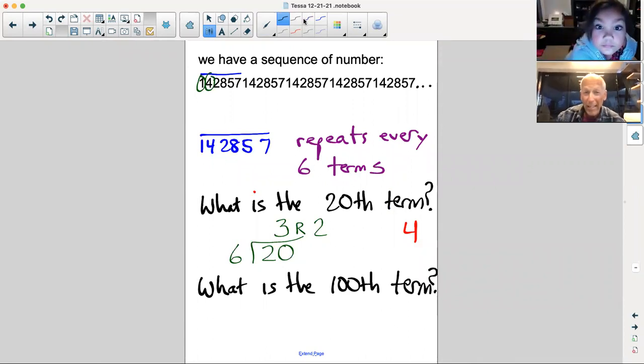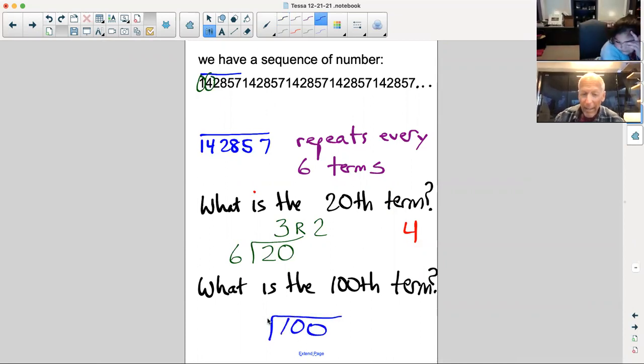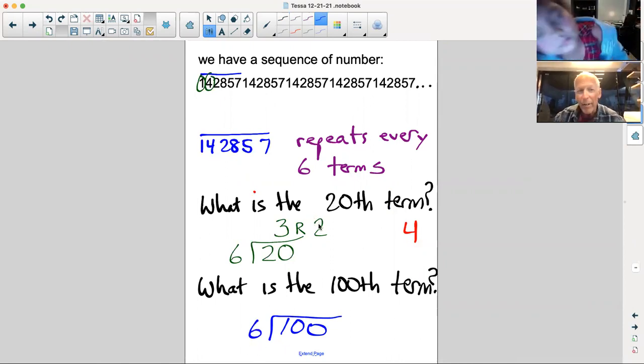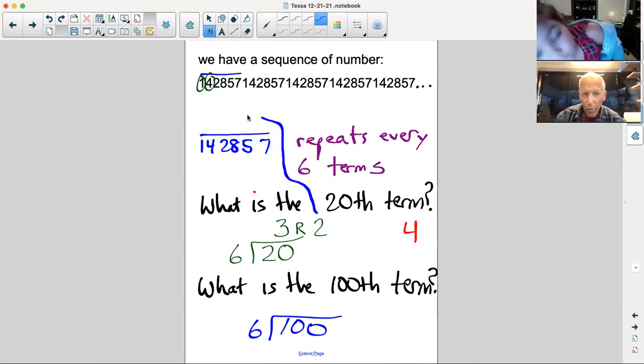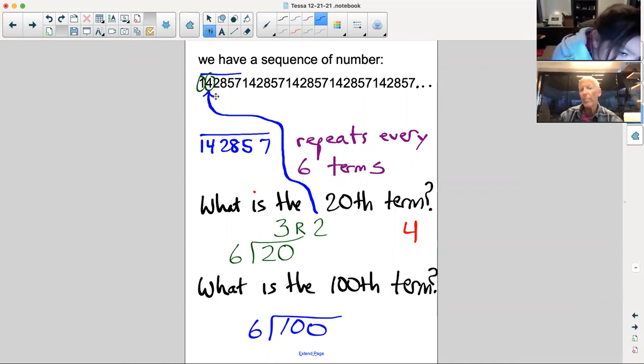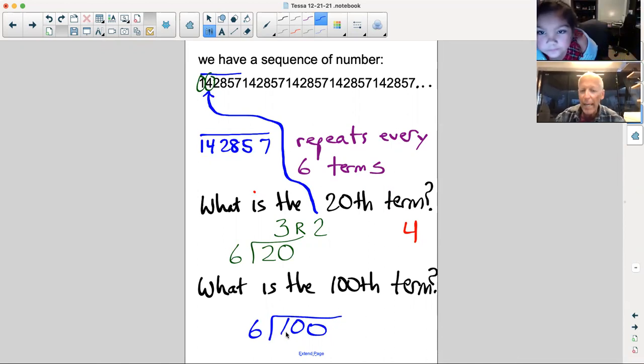Now for this one, Tessa, you're going to need to take the number 100 and divide it by 6. And then that remainder will tell, you see how this remainder of 2 told you that it was the second term in the sequence? So can you write out, please, 100 divided by 6?